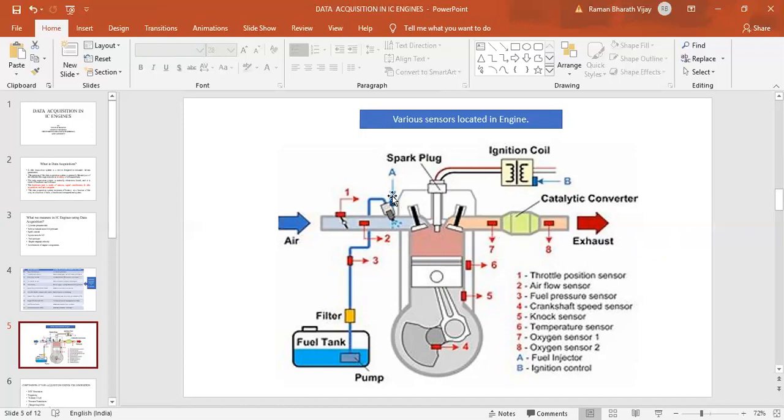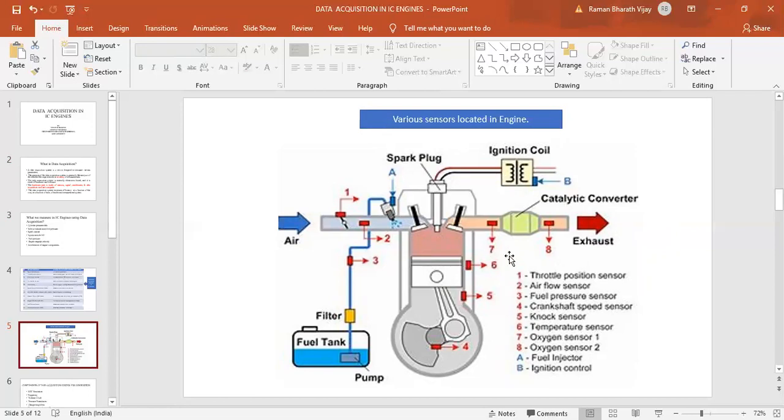Okay. Now what about A? Fuel injector. What about B? Ignition coil. So it is also a sensor. So there are major types of sensors located in the engine, and each and every sensor plays a vital role in giving signals about something. Okay, you have to know what the throttle position sensor is, what the airflow sensor is. So we have to know all the sensor functions.